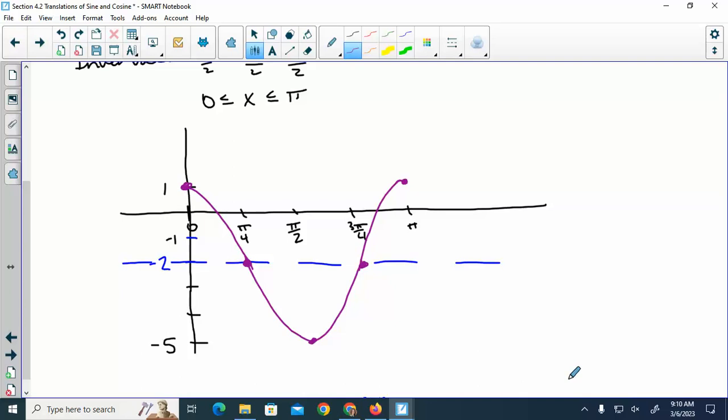Everything else stays the same, but before we actually put in our points and draw it, we're going to draw in the center, wherever that is, and then we're just oscillating around that middle line. Let's try another.